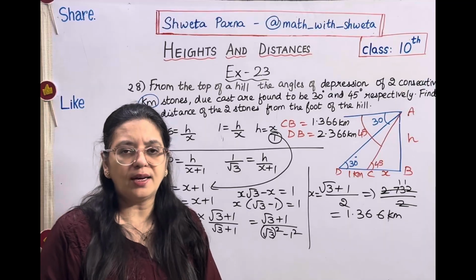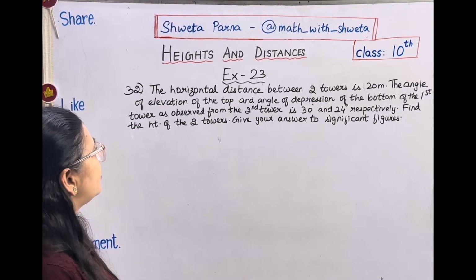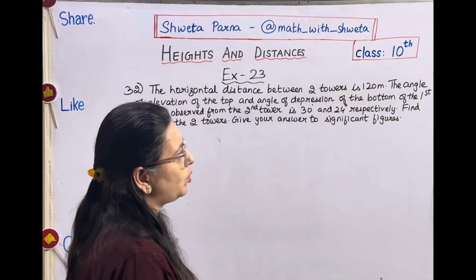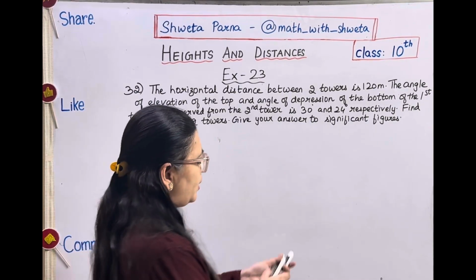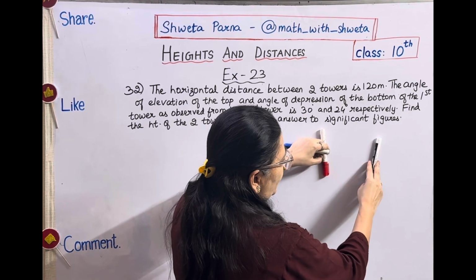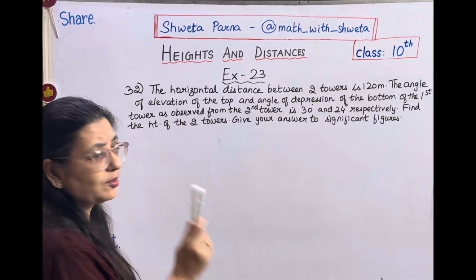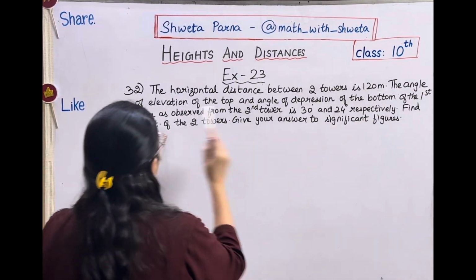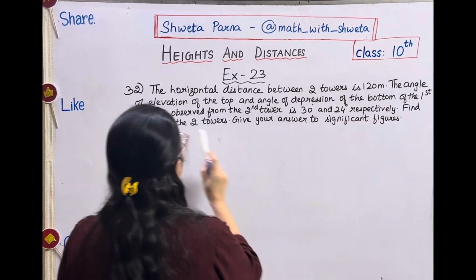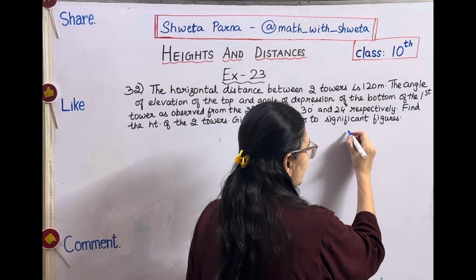Come on, let's go to the next one. Let's go to the last question from this exercise. The 32nd question. The horizontal distance between two towers is 120 meters. Say if these are two towers, so the distance between them is 120 meter. Now let's check whether the towers are of the same size or not. The angle of elevation of the top and the angle of depression of the bottom of the first tower as observed from the second tower. That means they are not of the same size.